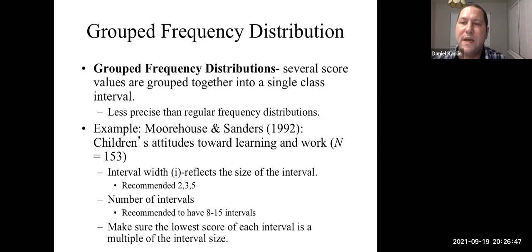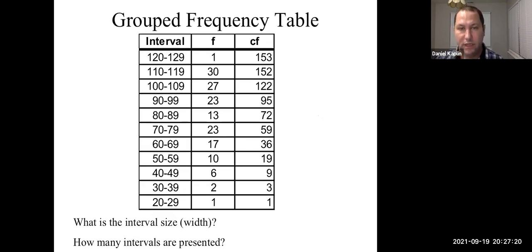And when we talk about group frequency distributions, we should have intervals of 2, 3, or 5, or multiples of that. And depending on how large our data set is, the number of intervals should be anywhere between 8 to 15, no more than 15. And make sure whatever your interval size is, the bottom number is counted as a number in that interval.